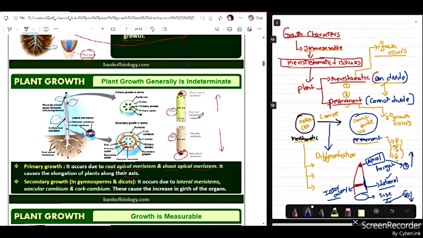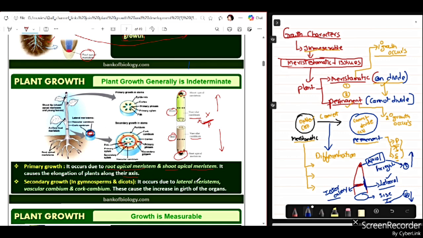Inside there will be vascular cambium. You already know what is meant by cambium. If xylem is there and phloem is there, the division in between is called cambium. So it is called vascular cambium. This also acts as a meristem. Because of this, growth will occur in the stem sideways. Increasing in thickness is also growth, and increasing in height is also growth.